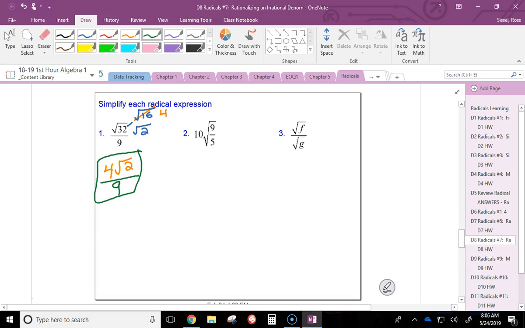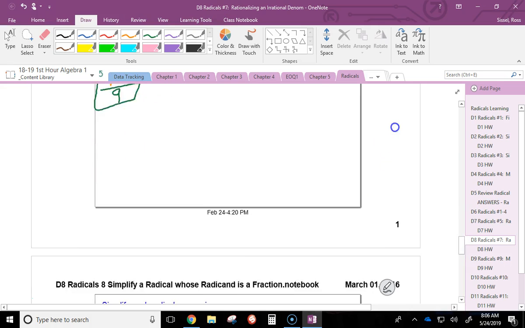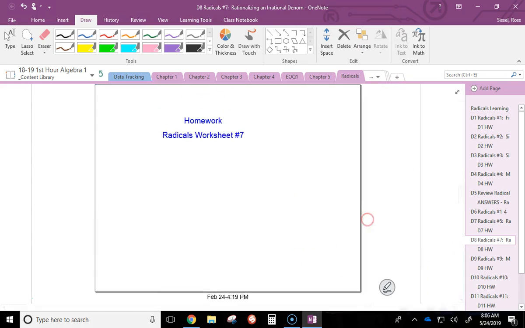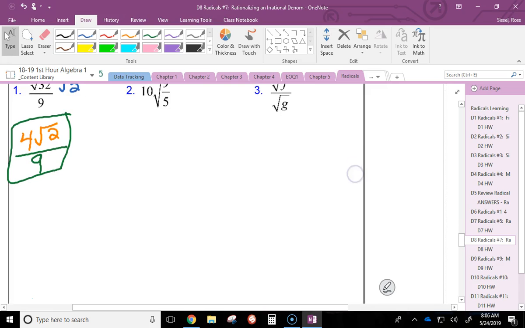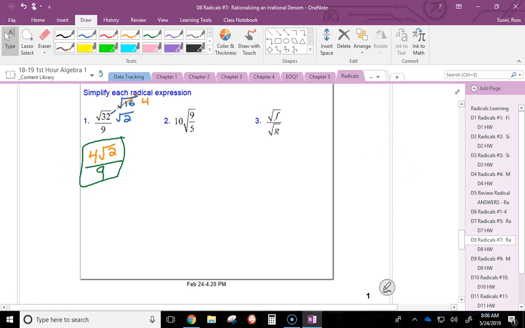Number 2 is one trick, and if I'm honest, I think it's on the next one I did. Okay, do not forget that you have that 10 on the outside. Because what I end up doing is, I sometimes will forget about it. This means 10 times all this. So I'm going to first do square root of 9, square root of 5, and the square root of 9 is 3 times the square root of 5. So I'm going to write my answer here.